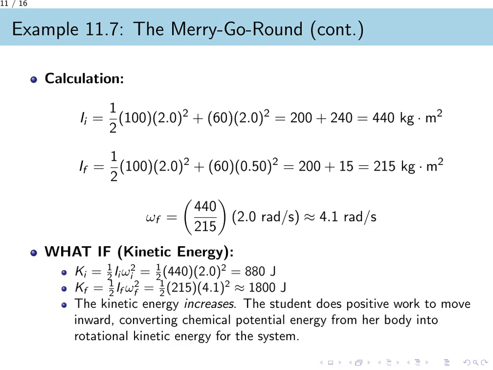This work is done by her muscles, which convert chemical potential energy stored in her body into the additional rotational kinetic energy of the system. Therefore, internal work can change a system's total kinetic energy by converting it from other forms.